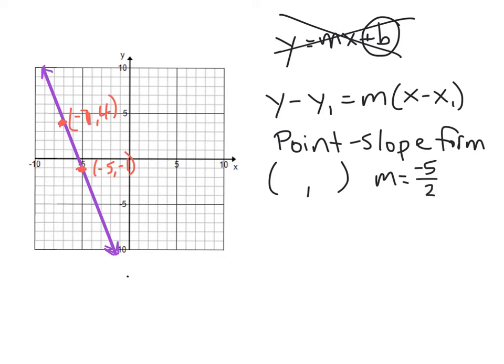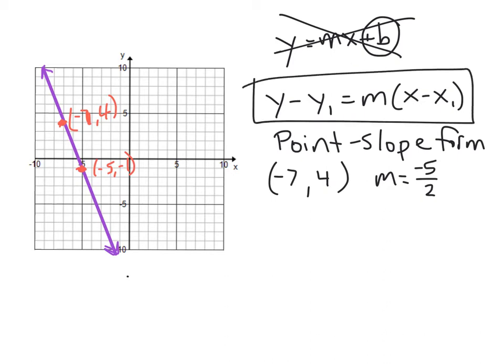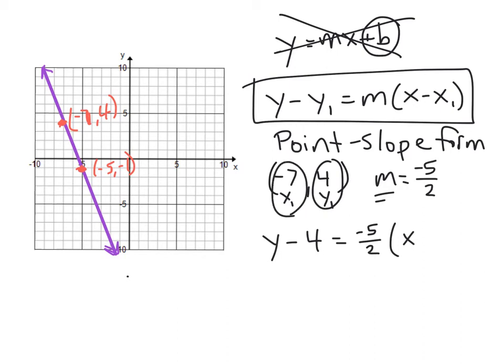A point on this line. Again, it doesn't matter which point you choose. You can choose -7, 4, or you can choose -5, -1. It doesn't matter. So I'm going to choose -7, 4. So now we're going to write the equation by putting in our x1, our y1, and our slope. So y minus y1, y1 is 4, equals our slope, -5/2, times x minus x1, and x1 is -7, so x minus -7.